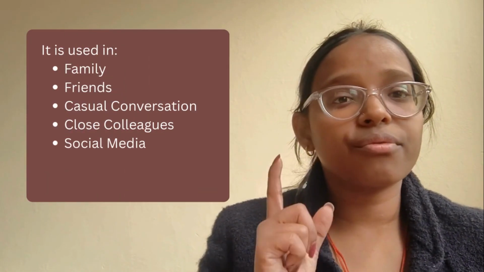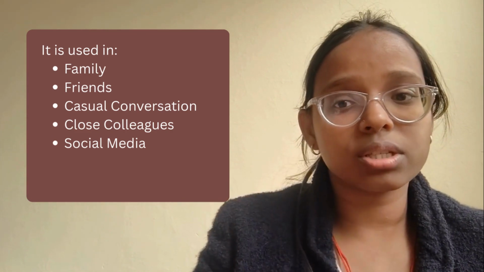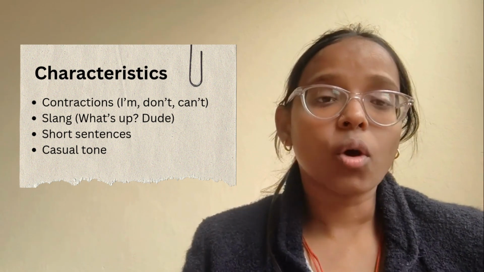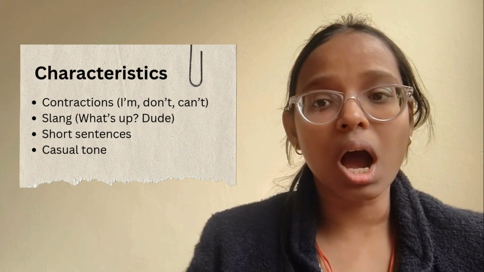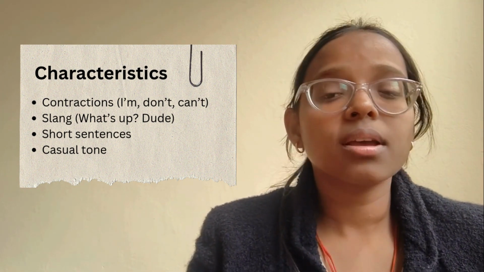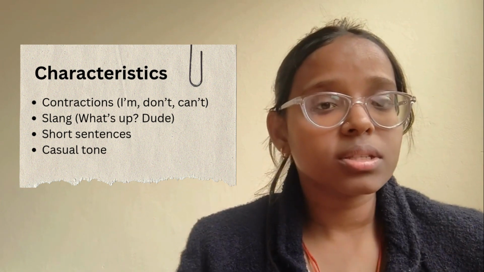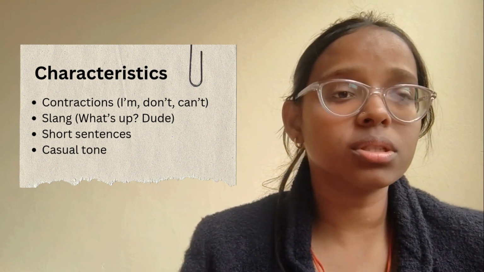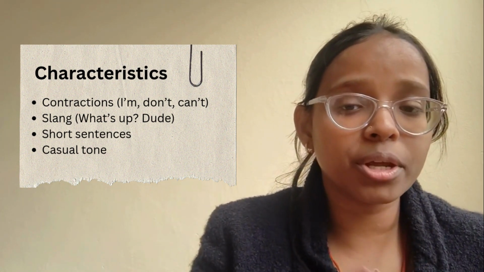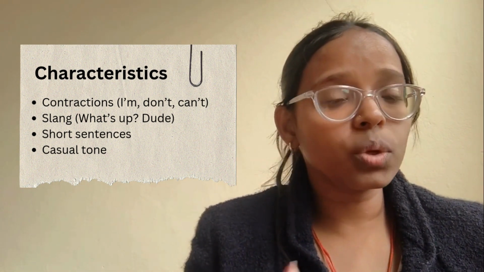What is informal English? It is completely opposite. Informal English is used with friends, family, close colleagues, on social media, and in casual messages. The characteristics are: contractions are used, like don't, can't, I'm, wanna, gonna, slang as in "what's up dude," small phrases used in casual conversations, abbreviations like TTYL, which are short forms of long sentences, and a casual tone is maintained.